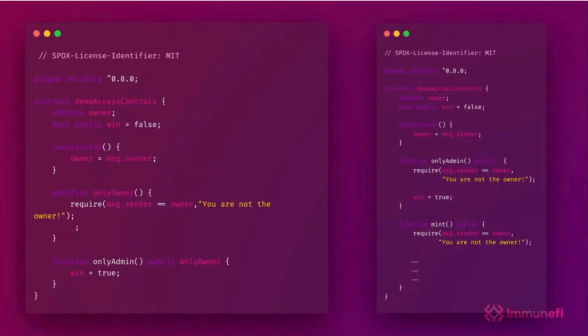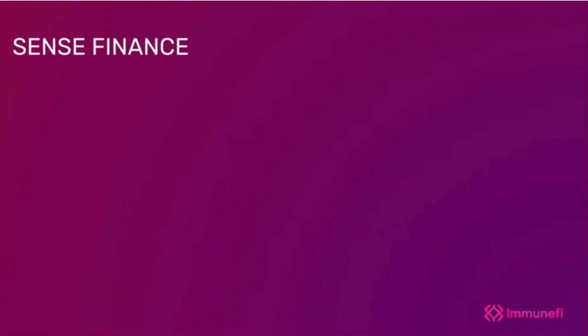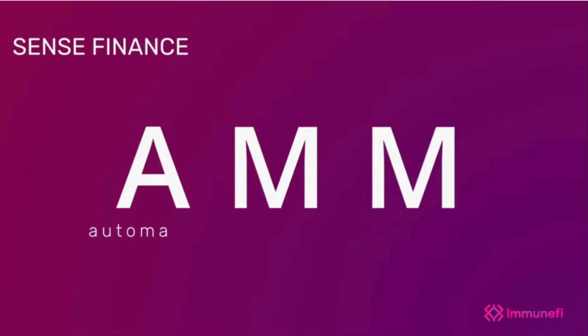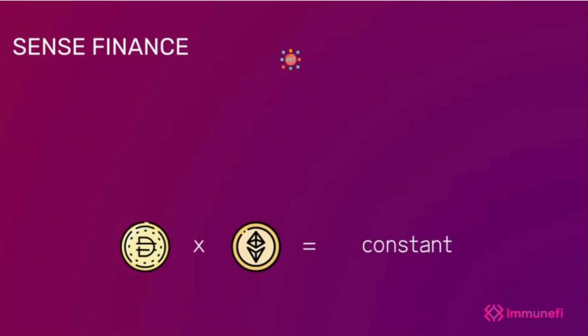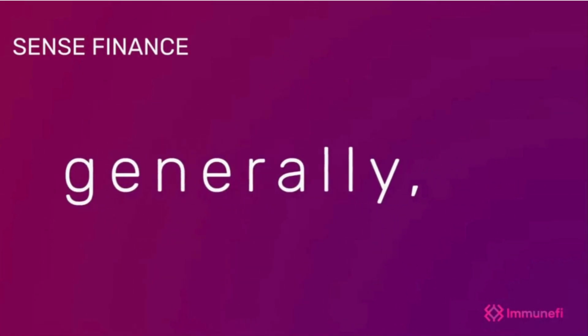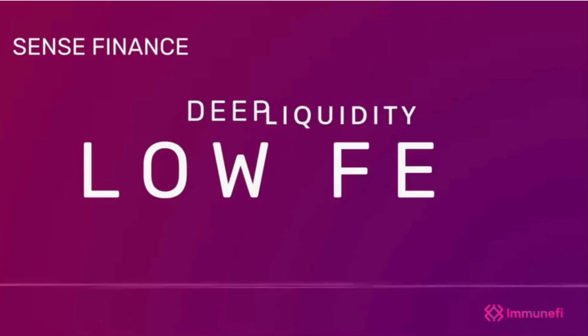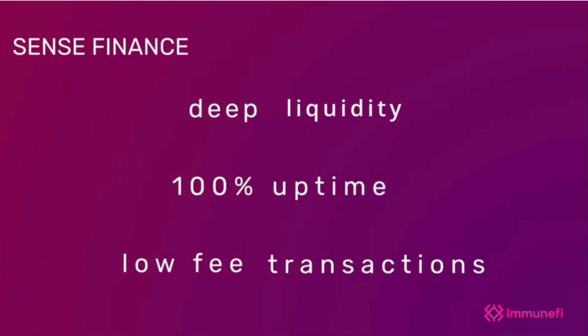error otherwise. To understand what Sense Finance is, let's first understand what AMMs are. Automated market makers are decentralized exchanges that pool liquidity from users and price the assets within the pool using algorithms. The exact mechanics vary from exchange to exchange, but generally, AMMs offer deep liquidity, low transaction fees, and 100% uptime for as many users as possible.